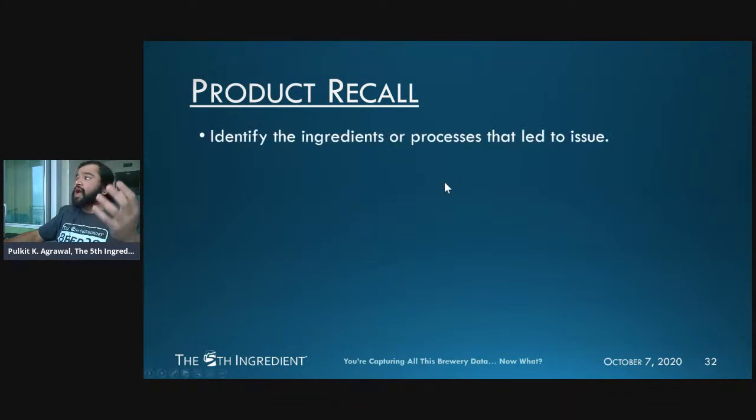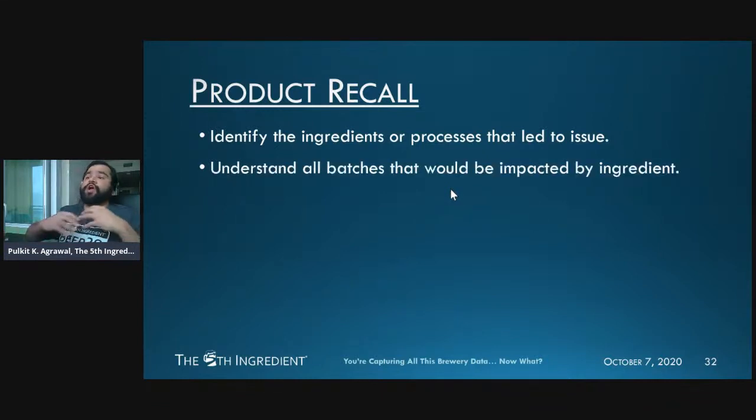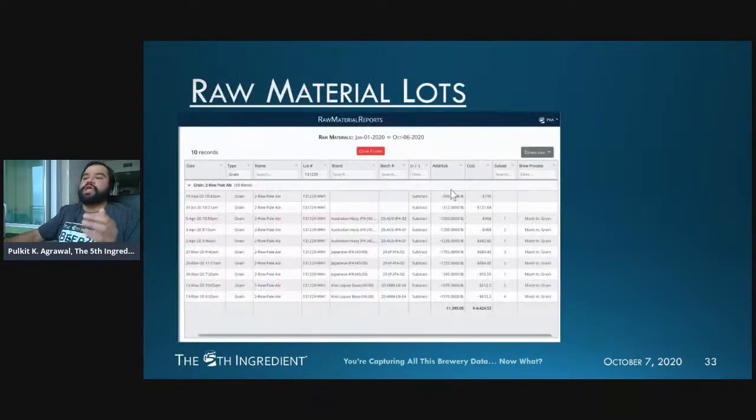First step becomes identify the ingredients or processes that led to the issue, right? And that could be something where you have to start understanding all the batches that will be impacted by an ingredient. So what this really means is being able to run a report on your raw materials where I can pick, for example, start of 2020, right? And in this case, I'm looking at Jan 1, 2020 to October 6, 2020.